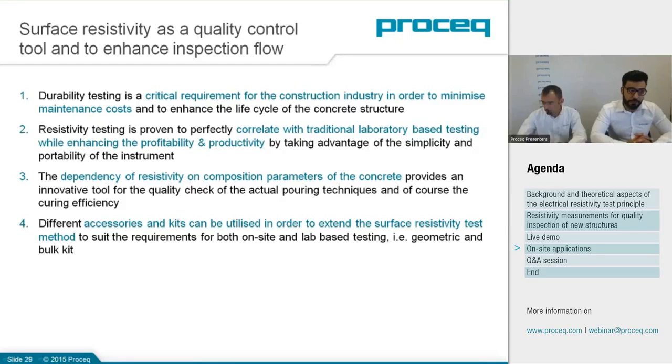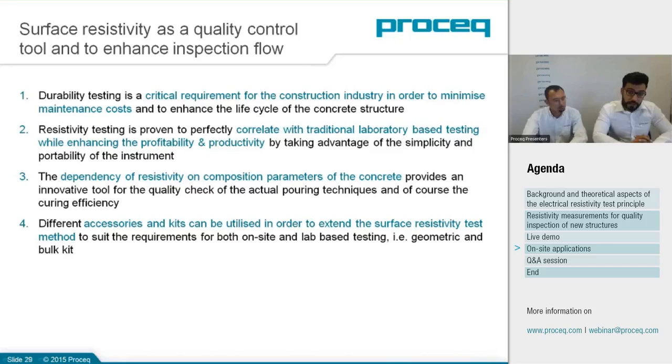and productivity. And on the other side, the dependency of resistivity on the composition parameters of the concrete allows it to be a very good quality control tool, and these techniques can help us analyze, like we said, the pouring and the curing efficiency of our concrete for new structures as we go through.